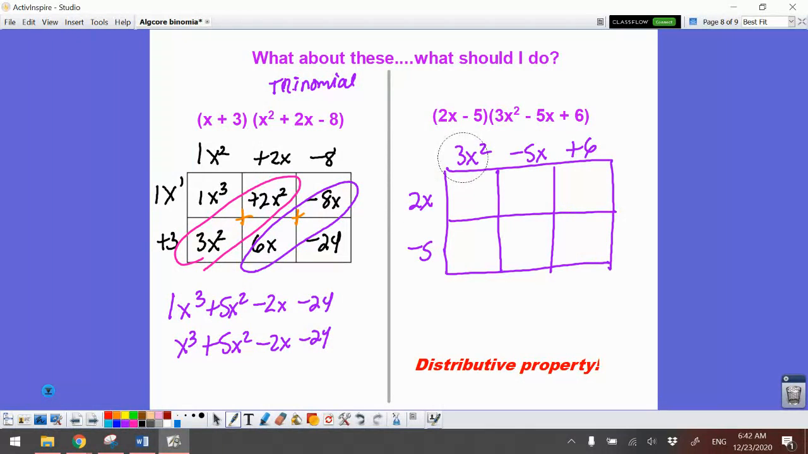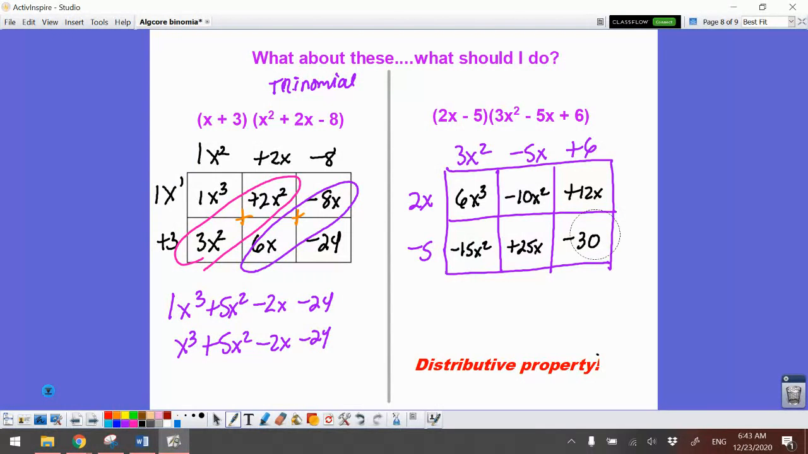So 2 times 3x is 6x cubed. 2 times negative 5 is negative 10x squared. 2 times 6 is positive 12x. Negative 5 times 3 is a negative 15x squared. A negative 5 times a negative 5 is a positive 25x. And a negative 5 times a positive 6 is a negative 30.